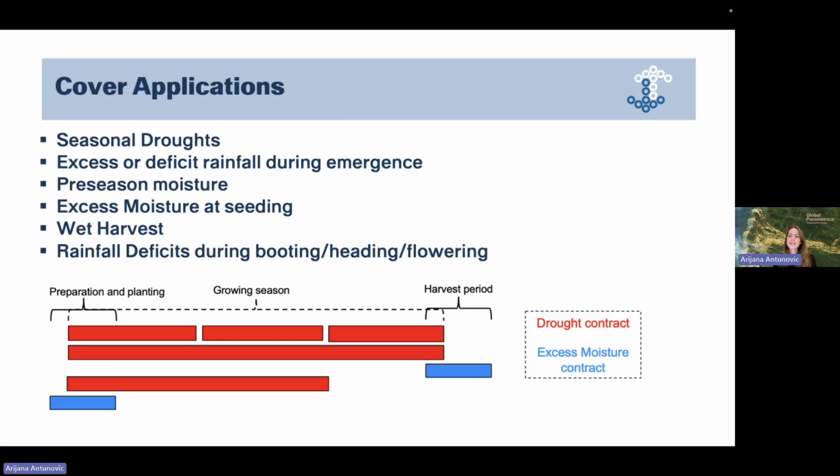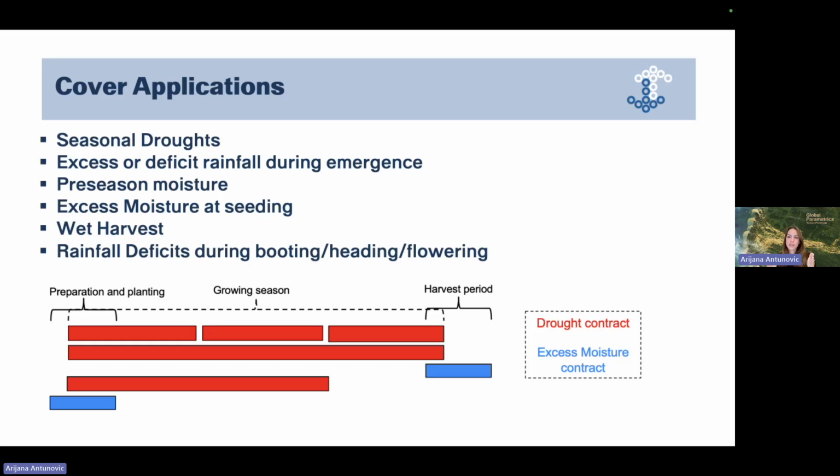Like I said, the cover applications to water balance are quite unique. This is because you can have both a drought and an excess rainfall or excess moisture contract within the same contract or the same season of your client. So for example, this is speaking for agriculture clients, but if you have a preparation and planting at the beginning of the season and you are concerned with excess of rainfall, you might have a combination of drought and rainfall product.